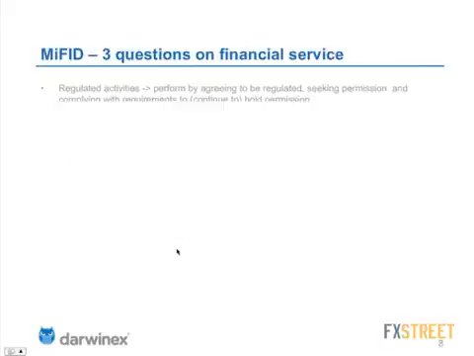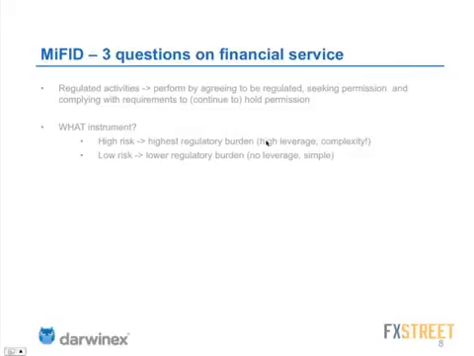So, on this note, how does the regulation work? Well, basically, if you're going to be regulated, you can only perform regulated activities by agreeing to be regulated, asking for the permission before carrying out that activity, and complying with the requirements that the regulator demands from you. And basically, MiFID works alongside three separate questions.